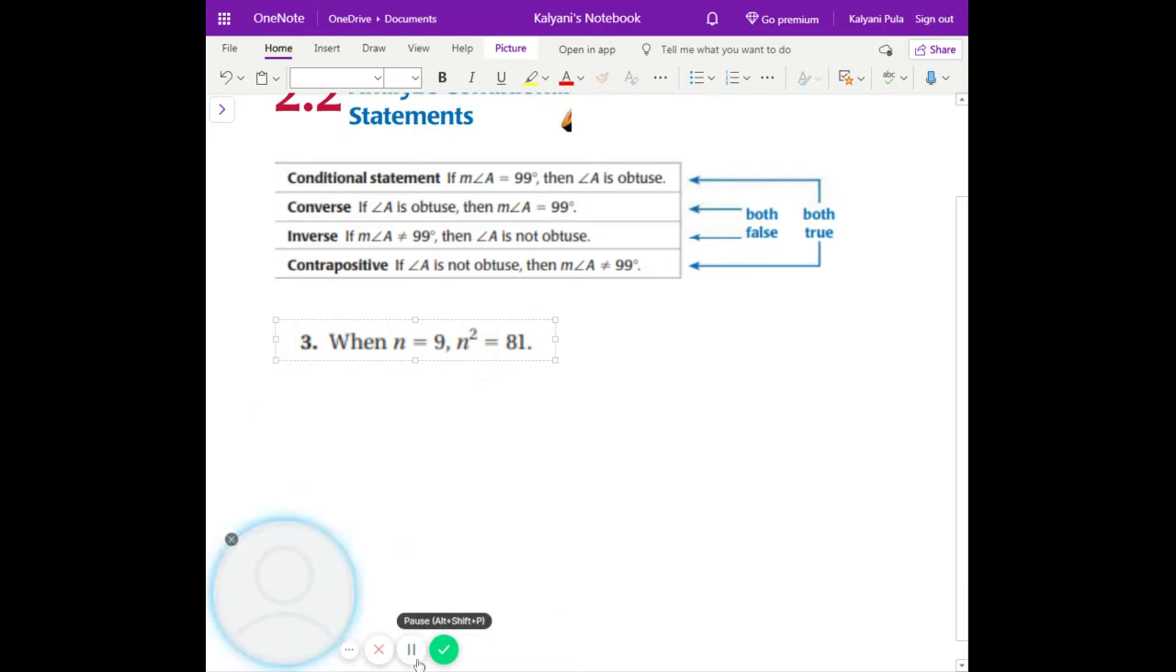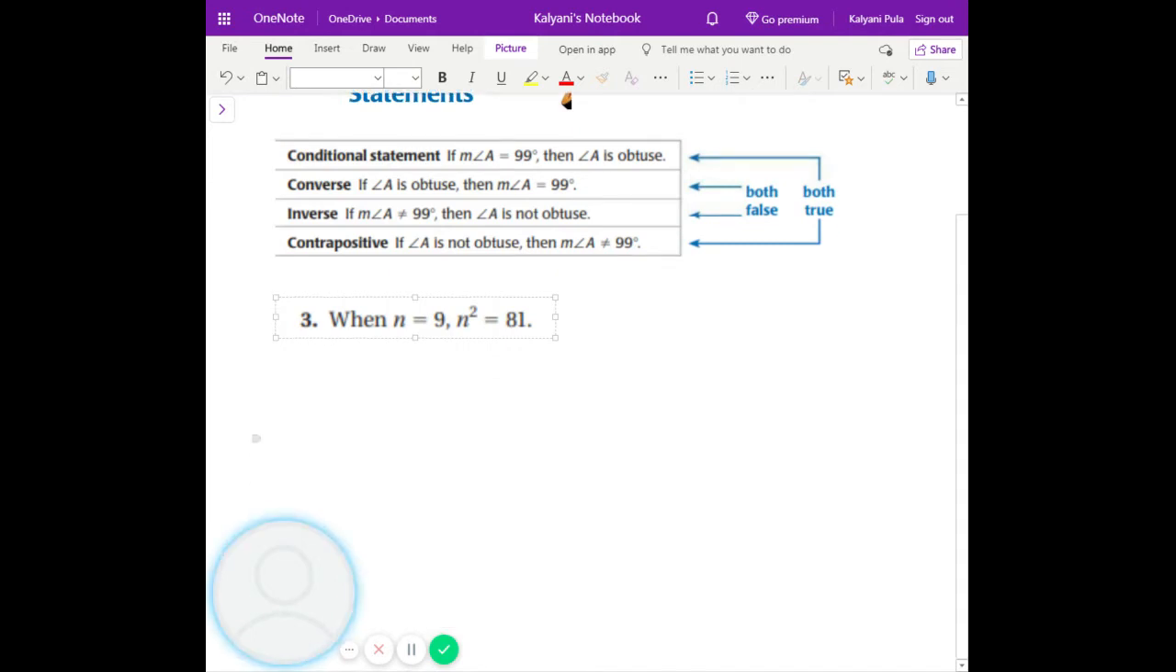When you write the statement, you have to use if and then. Those are called conditional statements. In the question, they did not give you the if-then. So what you write for the statement is: if n equals 9, then n squared is 81. That's what you need to write. That's good. So that's a conditional statement. Okay, all right, continue with the other ones.